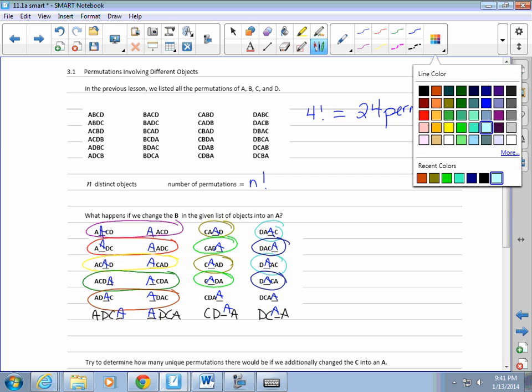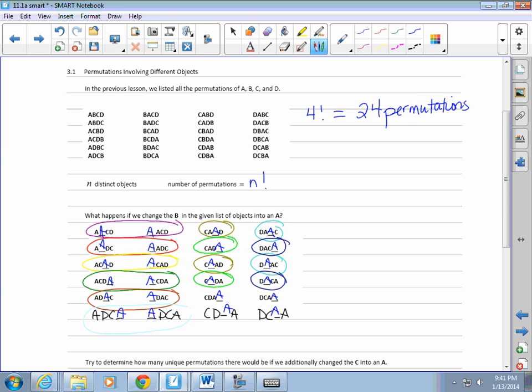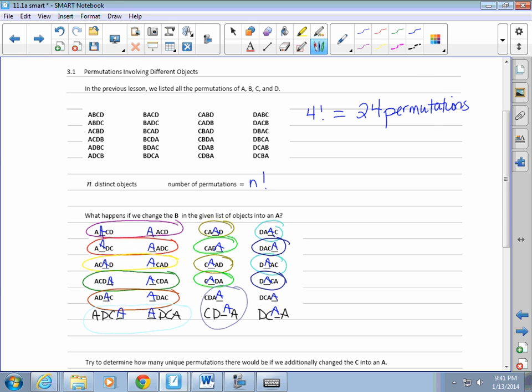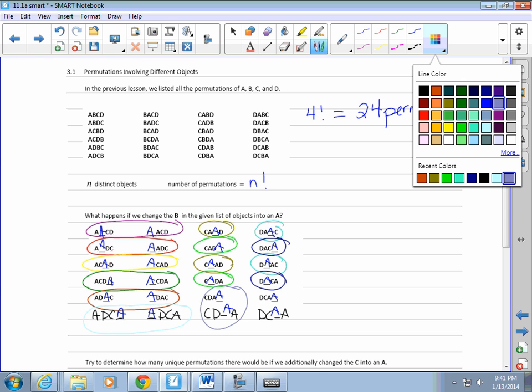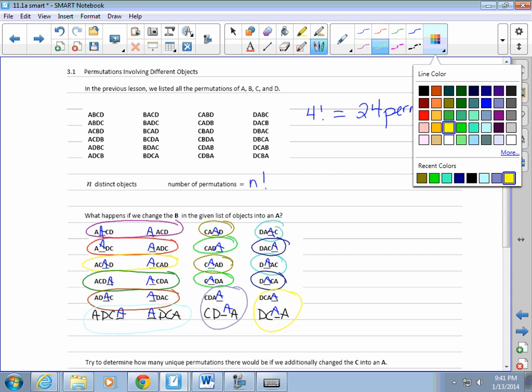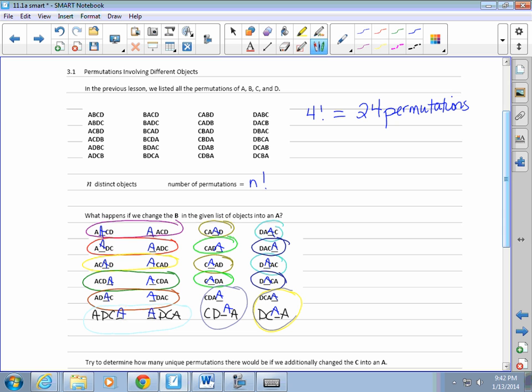So ADCA and ADCA. It's kind of hard to see that color, so I better choose a darker one. CDAA, CDAA. And then my last one, let me pick this yellowy one. DCAA and DCAA. Well, that's exactly the same as that one, so I better change that color to a gray. Kind of the same as that one. Well, we'll pretend it's different.